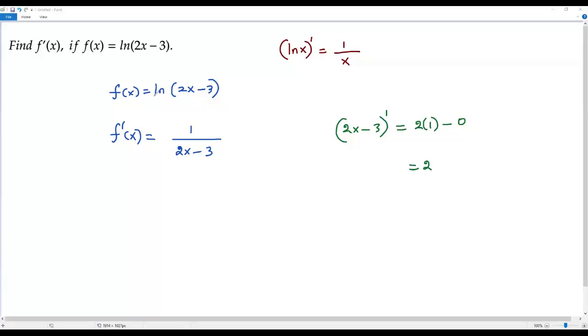Already I got the derivative of the natural logarithm: I wrote 1 in the numerator, and whatever is in the argument goes in the denominator. By the chain rule, I multiply by the derivative of 2x minus 3, which is just 2. Now we can multiply the 1 and 2. 1 times 2 is 2, so we get f prime of x equals 2 over 2x minus 3. Now I have the derivative of the given function: f prime of x equals 2 over 2x minus 3.